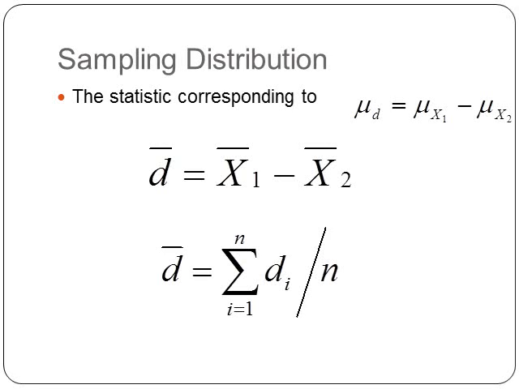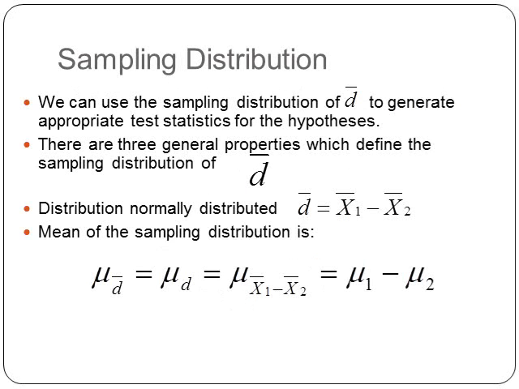Go ahead and hit pause and look at this, but effectively you're just calculating out difference scores, and you can do all of this statistics based on the difference score distribution instead of two separate distributions. The sampling distribution is based on the mean of difference scores. So there are three general properties as before. We see that they're normally distributed for the difference scores.